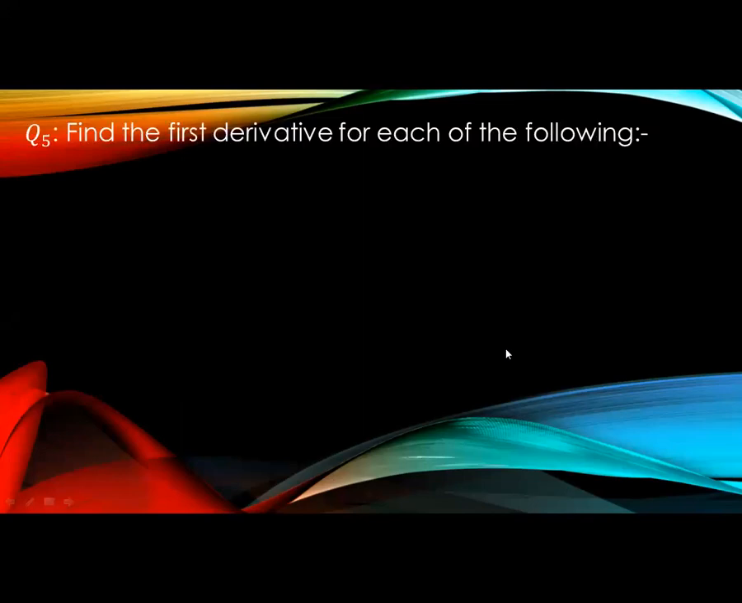Today inshallah we complete the exercise on the first derivative of the trigonometric function. Question number 5, find the first derivative for each of the following. Letter A, y equals (1 plus cotan x) all to the power 2.